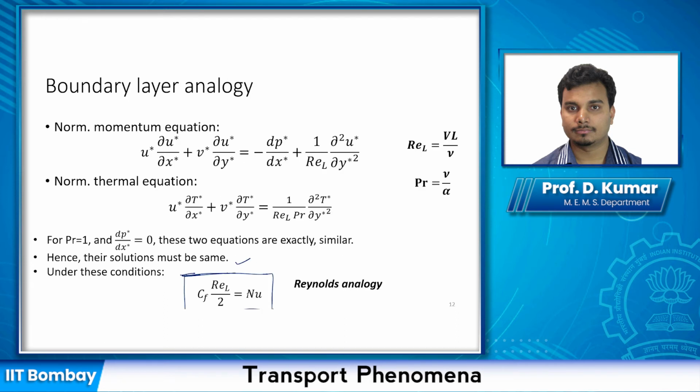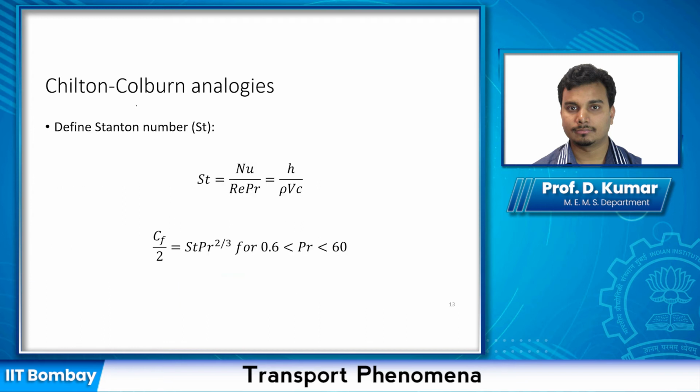So a more general form of this analogy is available, known as the Chilton-Colburn analogy. According to that, if you define a Stanton number, also known as modified Nusselt number, as Nu by Reynolds times Prandtl, then you can write the relationship between friction coefficient and modified Nusselt number or Stanton number. But this is valid only for the Prandtl number in the range of 0.6 to 60. Okay. So if you know Nusselt number, then you can find friction coefficient. If you know friction coefficient, then you can find the Nusselt number. So this is a very, very useful and powerful tool. Okay.